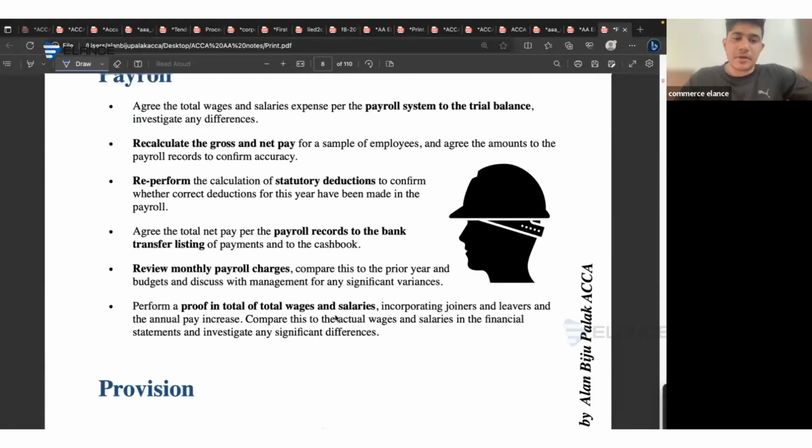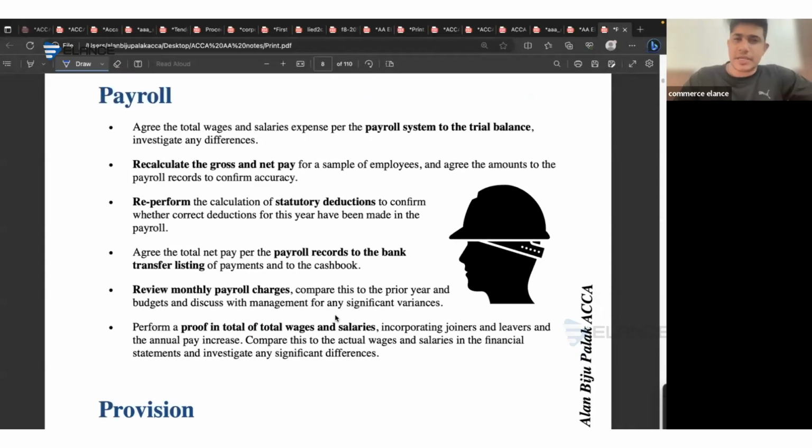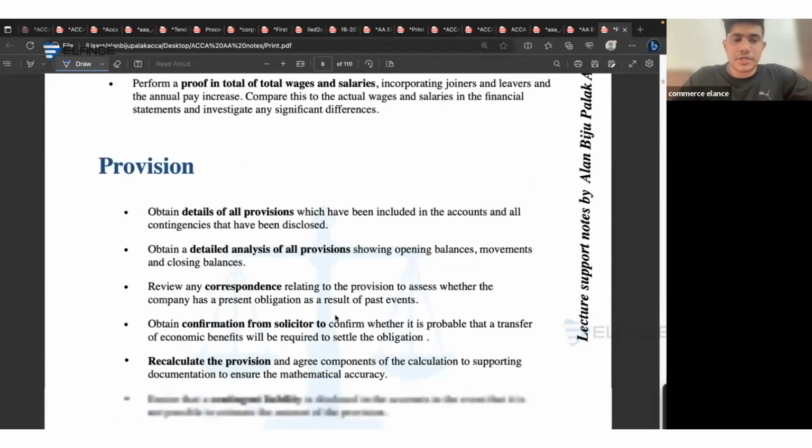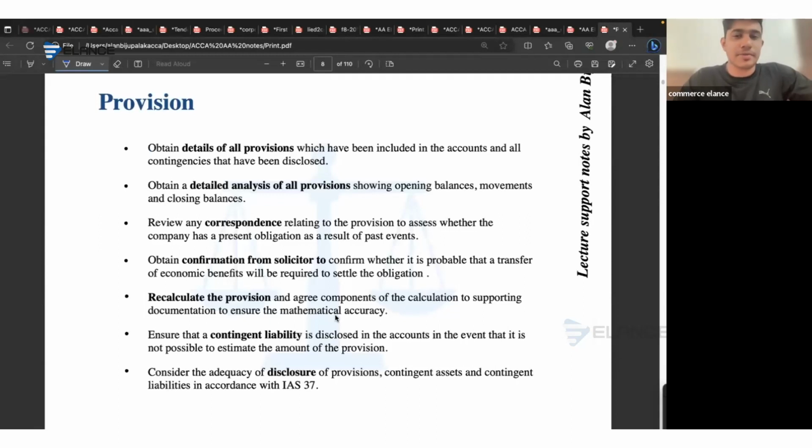Then normally when it comes to sales tax liability, it will be a direct question. Then the payroll related point can be scenario based, in addition to which it can also be a direct question. Provision will be purely scenario based.